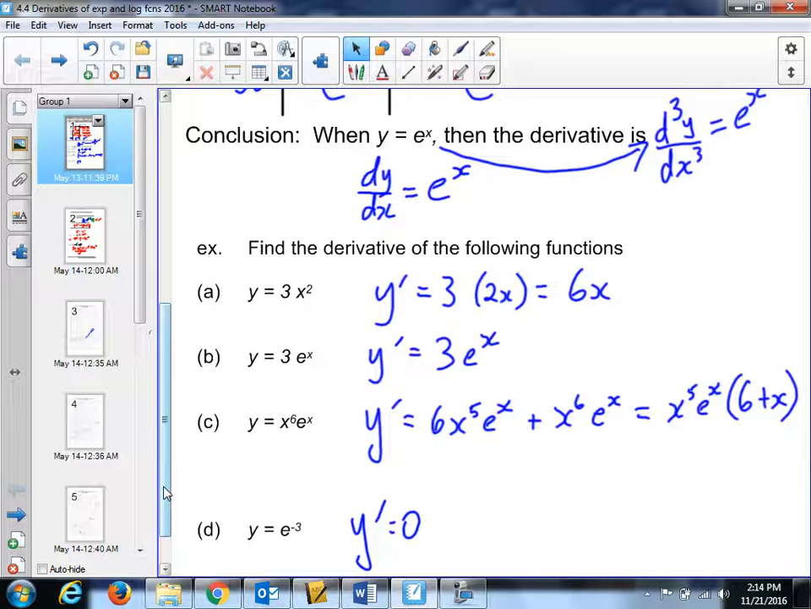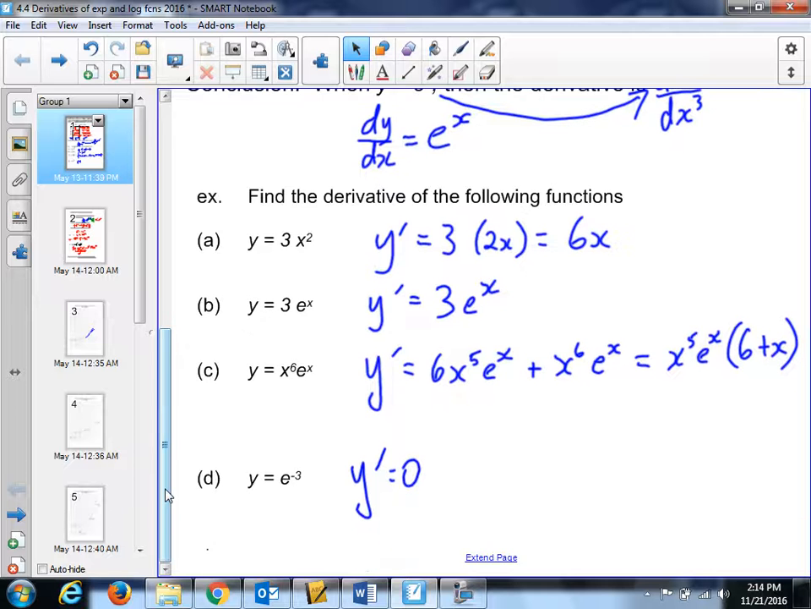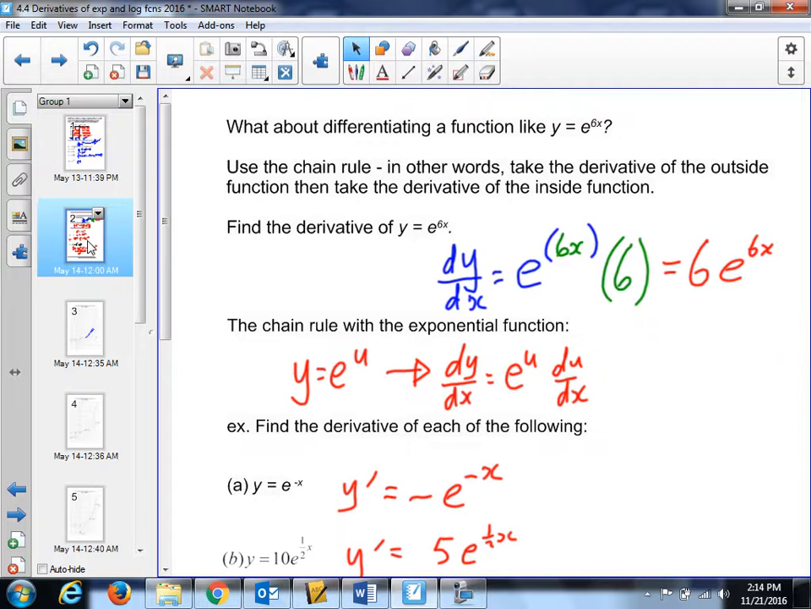Then we looked at some of these, using the same old rules, product rule and so on. Same things hold true. Remember, if there's no variable in it, it's a constant, it's 0. Don't consider anything. Now, we said then, what if it isn't just e to the x? There's got to be more to it, and there is.